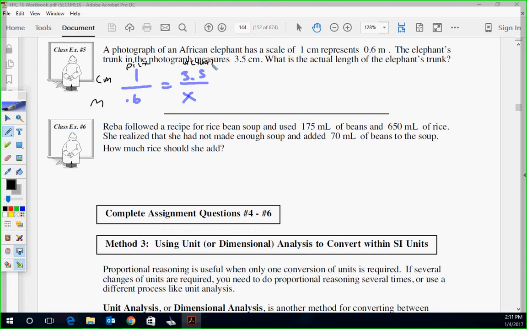So now you just cross multiply. X times 1 is just x. 0.6 times 3.5 is 2.1. X is 2.1 meters. So that means that the trunk in real life is 2.1 meters. So about almost 7 feet.